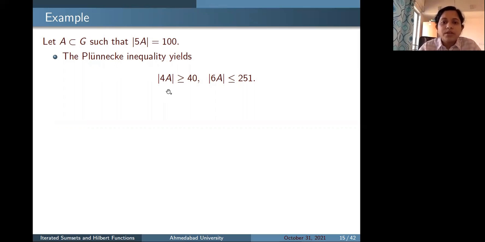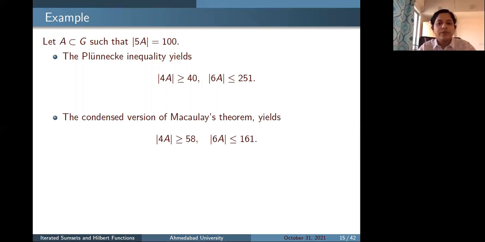Using the Plünnecke inequality, we just have that the cardinality of 4A has lower bound 40, and the cardinality of 6A has upper bound 251. Now, using the condensed version of Ruzsa's theorem, we can increase the lower bound 40 to 58, and our upper bound will decrease to 161, which is a quite good upper bound. So this condensed version of the theorem is definitely stronger.